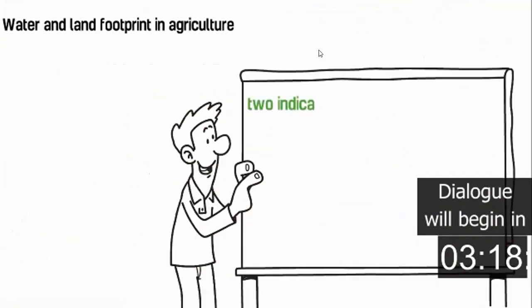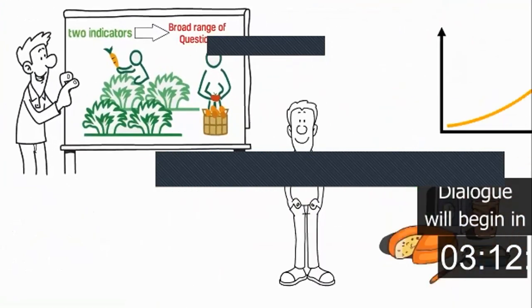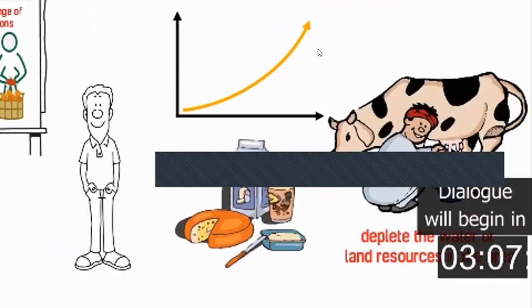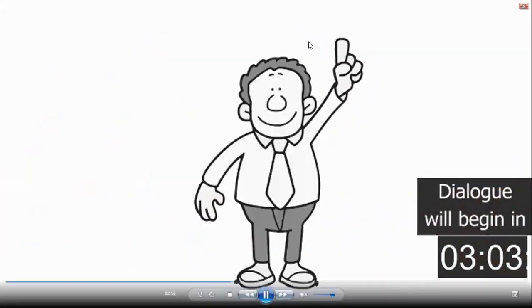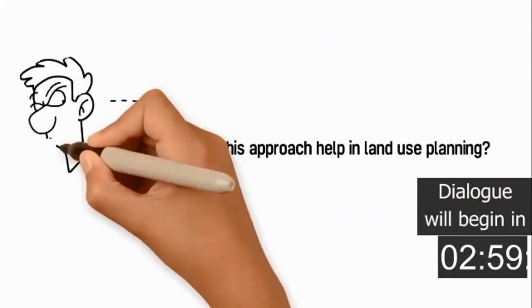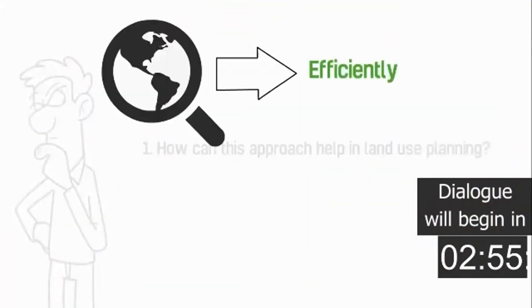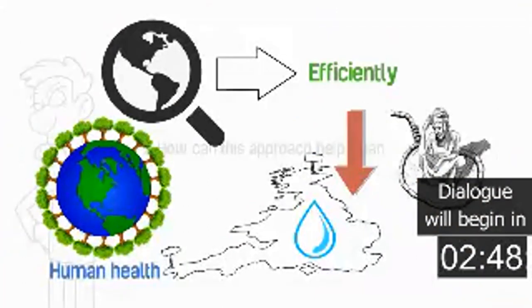The two indicators allow us to answer a broad range of questions in agriculture. In dairy production, the aim is towards improving production and ensuring that producing milk on the farms does not deplete the water or land resources in the area. Some specific questions that can be answered are: how can this approach help in land use planning? By identifying areas where production can be carried out more efficiently, and therefore lowering the negative impacts on land and water resources, and ensuring good overall ecosystem and human health.